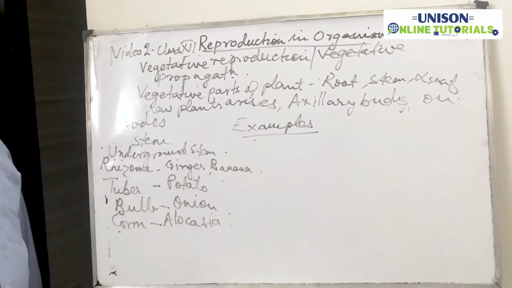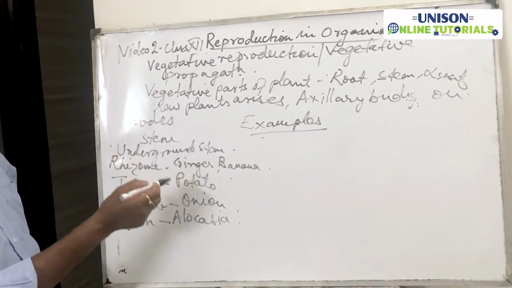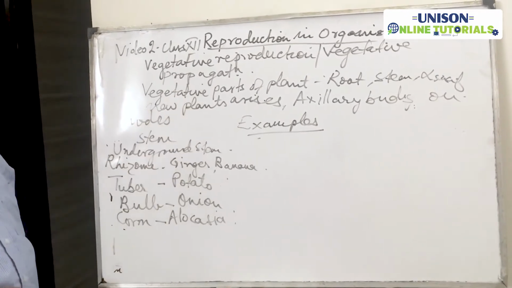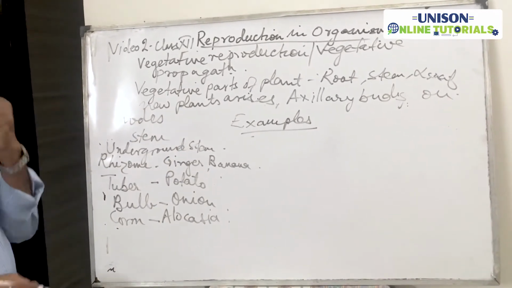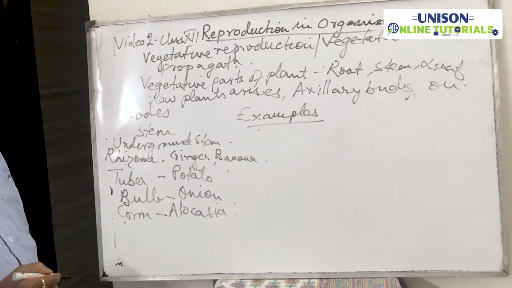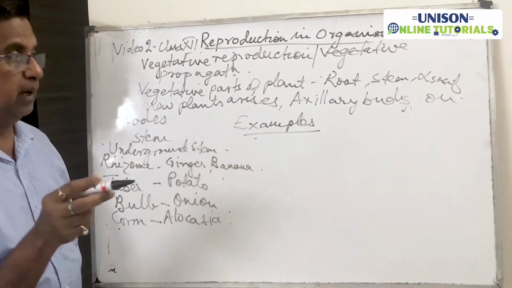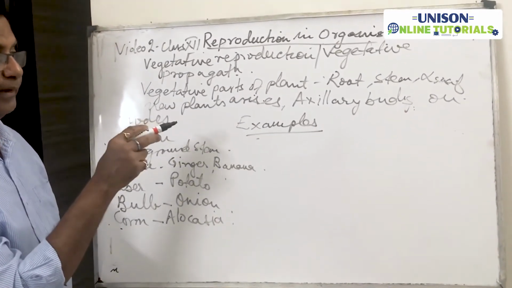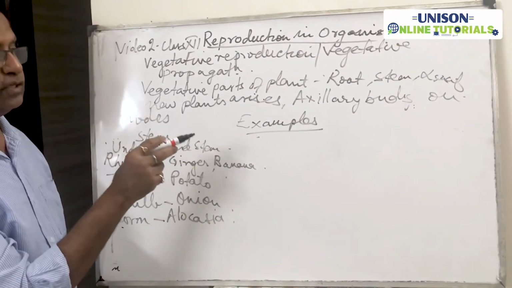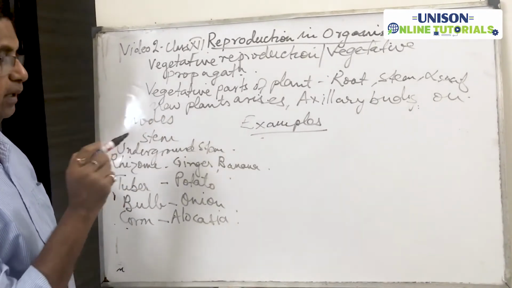So these are the underground stems which reproduce by vegetative reproduction, because underground stems have axillary buds, and from the axillary buds the new plants arise. When the axillary buds come in contact with soil, first the root system arises, then the shoot system arises. So a new plant arises.